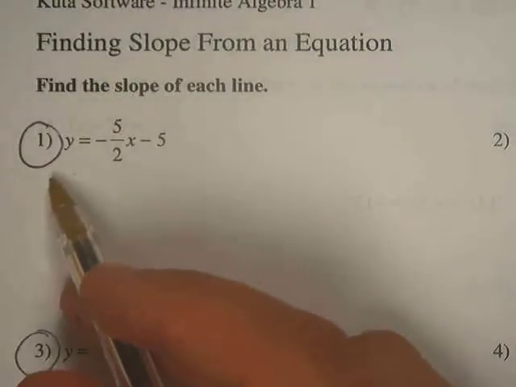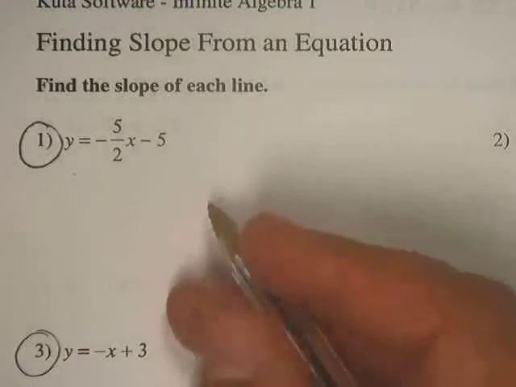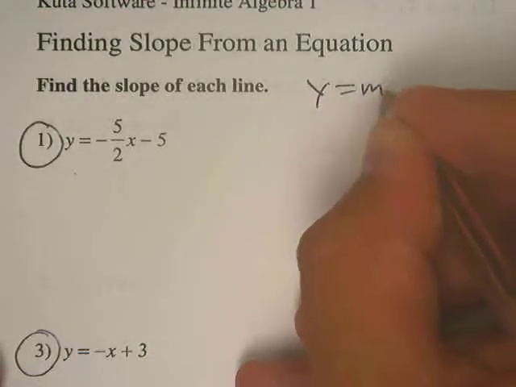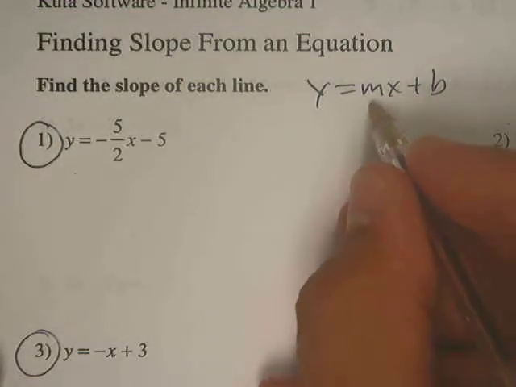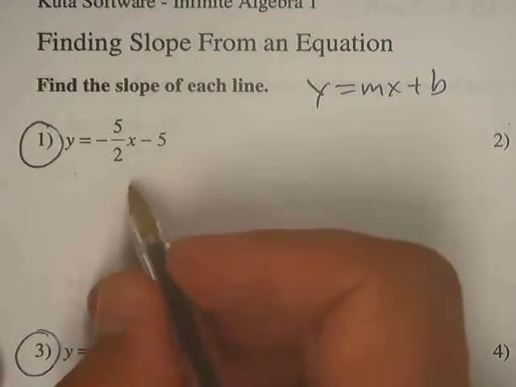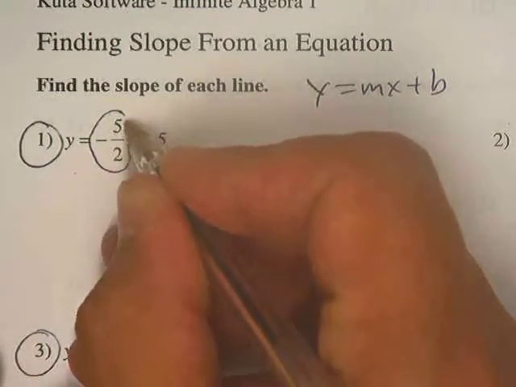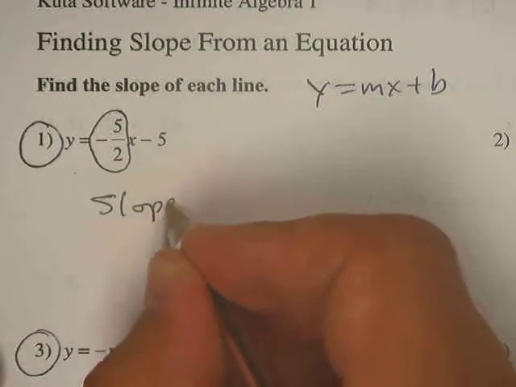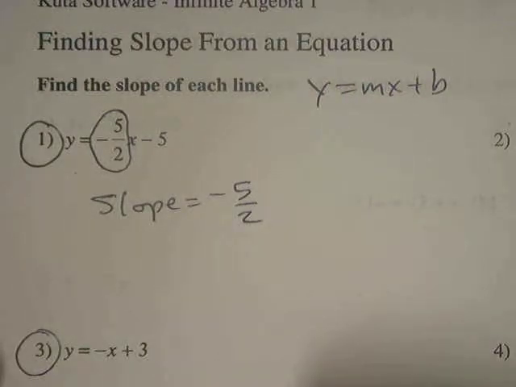So look at number 1. Y equals negative 5x minus 5. Remember, our goal is to put the equation in y equals mx plus b form, where m is the slope, b is the intercept. Okay, so here, it's already in that form. So the coefficient of x, negative 5, is the slope. So here the slope equals negative 5. Pretty easy.